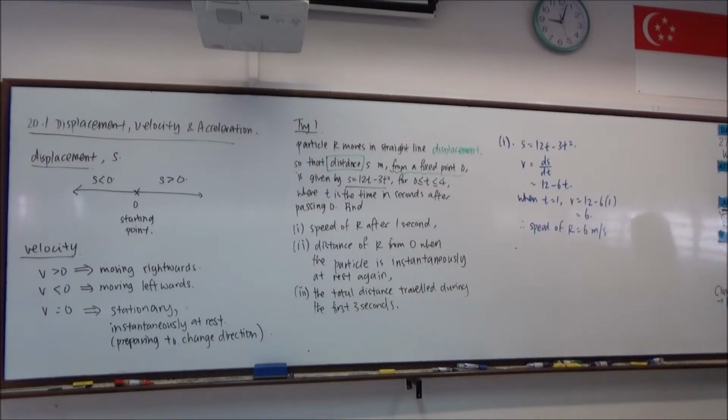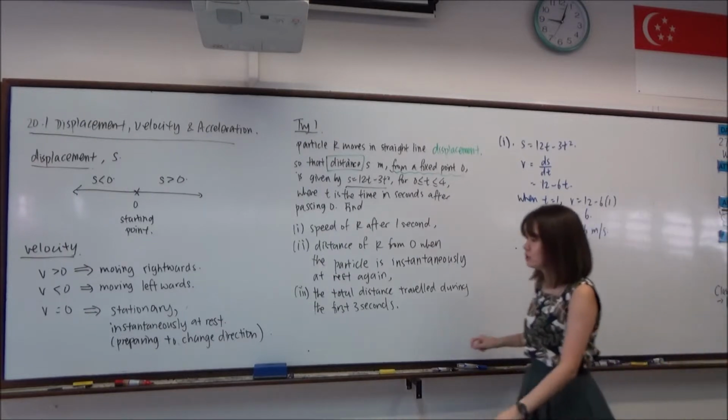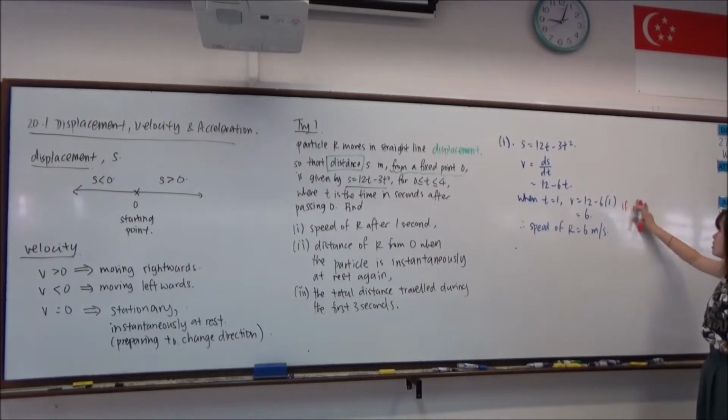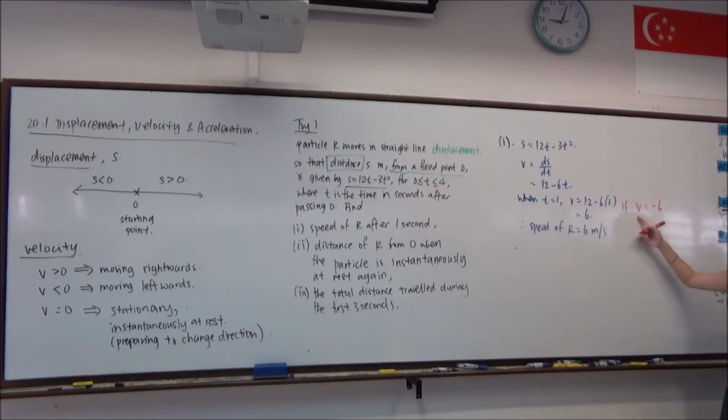So the velocity itself is positive 6, but the speed is just 6, because we are not concerning ourselves over the direction. If the question were to end up in a situation where the value v is, for example, negative 6, it is just telling us that it is moving leftwards, and the speed of R will still be a positive value, which is 6. This negative itself just tells us direction. But for speed, we do not need direction.